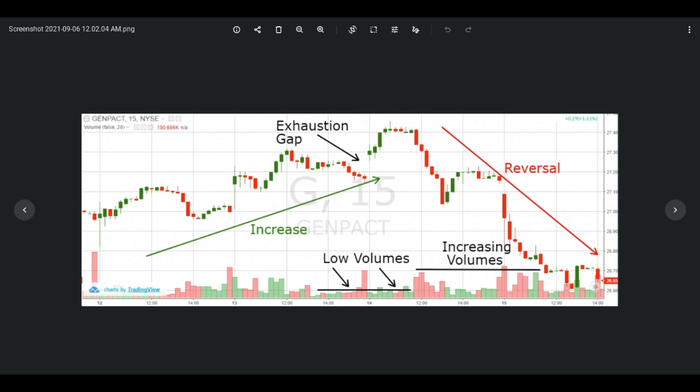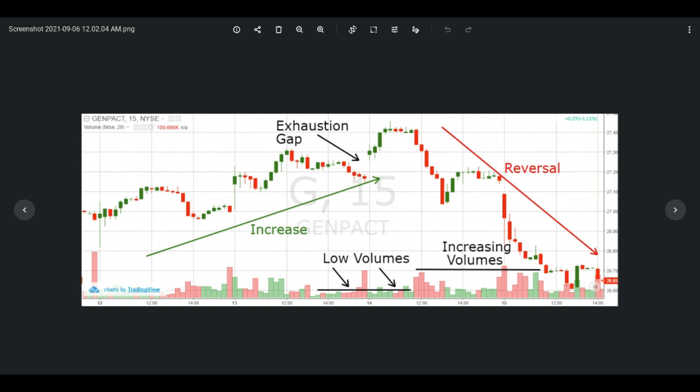But anyway, so the measuring technique: the target price is the high or low of the day prior to the gap. And so it will be right here. This will be the target because it reversed down here. So it's saying the target price is the high or the low of the day prior to the gap.